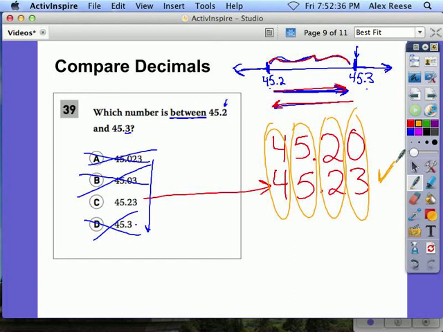This puts 45 and 23/100 somewhere about here on the number line, which tells us that it does, in fact, fall between those two numbers, making answer choice C the correct one.